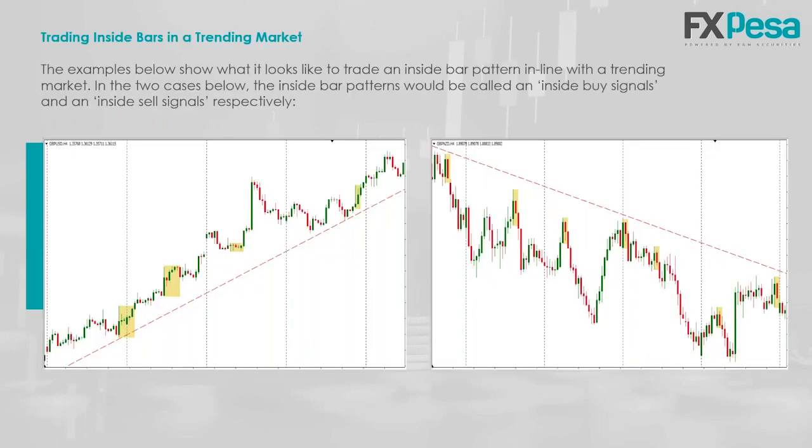And here you want to look at an example of how you can use those inside bars to trade a trend or for a trend continuation. So these examples are just on how you can treat an inside bar pattern in line with a trending market. In the two cases that you check here, the inside bar patterns would be called inside buy signals or inside sell signals.